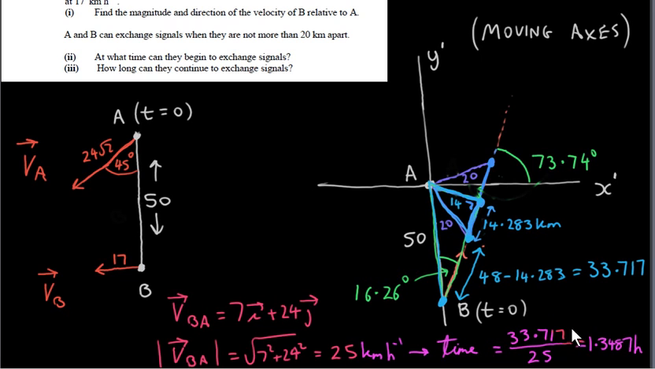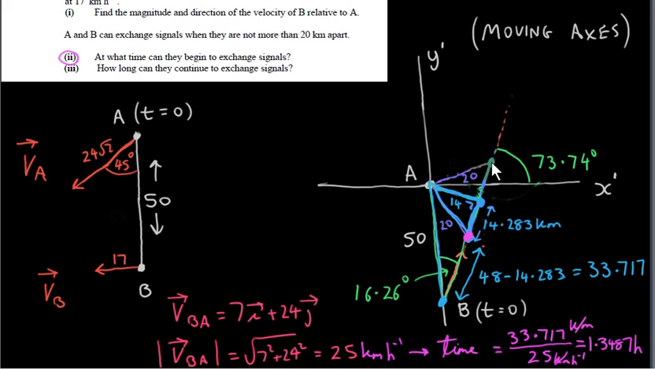So we have the distance, which is 33.717 kilometers, divided by the speed, which is in kilometers per hour. These kilometers cancel. 1 over h to the minus 1 is just h to the plus 1, or just h. So the time comes out in hours. So we get 1.3487 hours. So that's the answer to this part here. That's the time taken for the ship to get to here, so then it can send a signal to A because it is now at a distance of 20 kilometers to ship A.